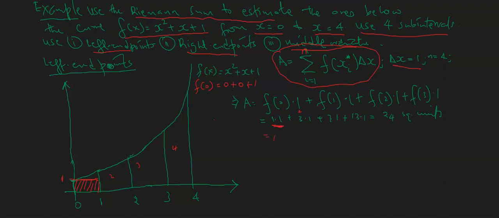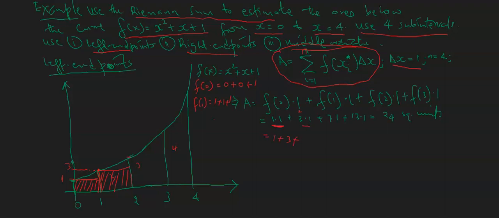The second subinterval, the left endpoint is at x equals 1. This is the left endpoint, and therefore f of 1 will give us the height for the second subinterval. f of 1 will be 1 squared, which is 1, plus 1, plus 1, which is 3. So the height of this rectangle is 3 times the width, giving us 3 times 1.